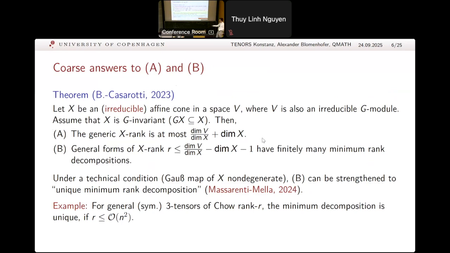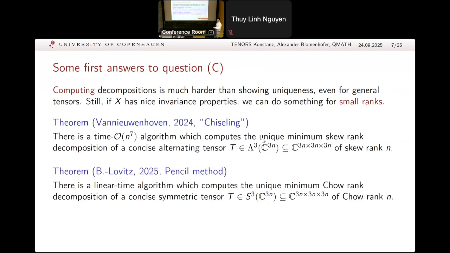So what we immediately get from this is that the generic Chow rank of a 3 tensor is actually also of order n squared. Because the dimension of V is of order n to the 3, and the dimension of X is of order n. And similarly, if we stay below order n squared, then we have unique minimum Chow rank decompositions, at least generically.